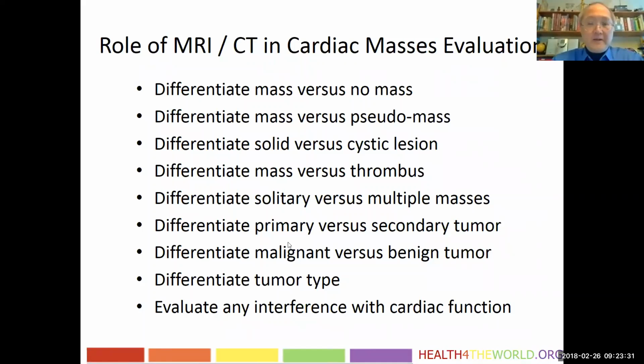And then if we can, we'll try to differentiate malignant versus benign tumor, and if we can, we'll try to differentiate tumor type. But I think these two are going to be pretty difficult unless they are a classic presentation of a typical benign tumor, then we can say it that way. Otherwise, the patient will need additional imaging such as PET or a biopsy to prove the tumor type. Finally, we use CT and MRI to evaluate any interference by the mass on cardiac function. That will differentiate how extensive the surgical resection might need to be and how urgently the surgery needs to be performed.